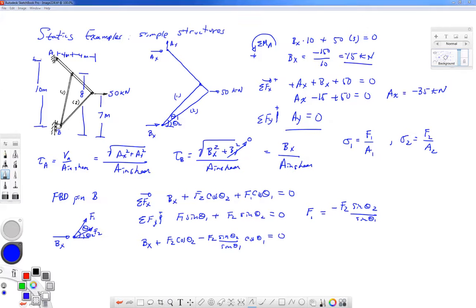We switch to a different color. If I look at this picture, that's 7 meters, and I said that was 8 meters from here to here. So the tangent of theta 2 is equal to 7 divided by 8. Okay, so I'm going to take 7, divide that by 8, and take the inverse tangent, and that's 41.2 degrees.